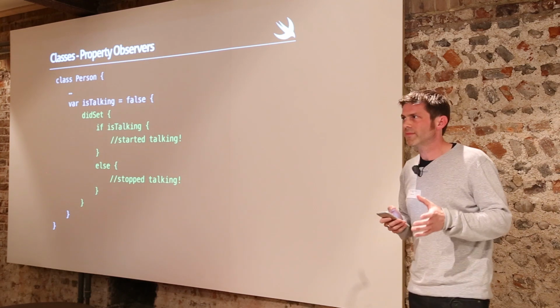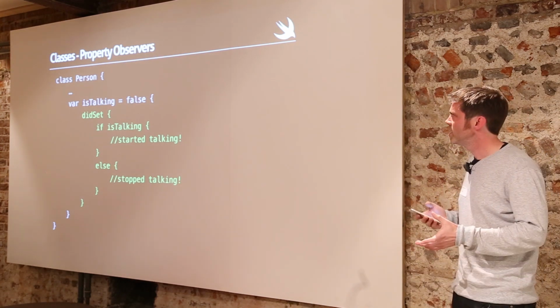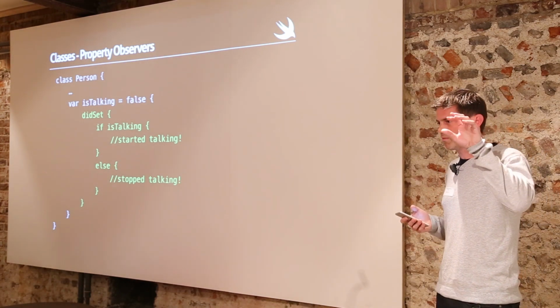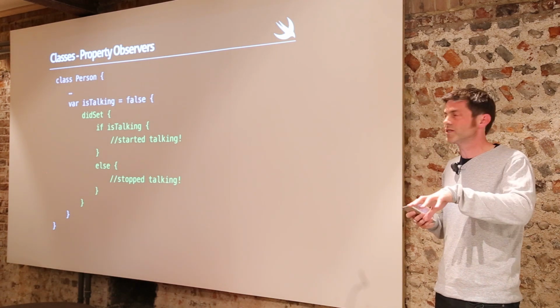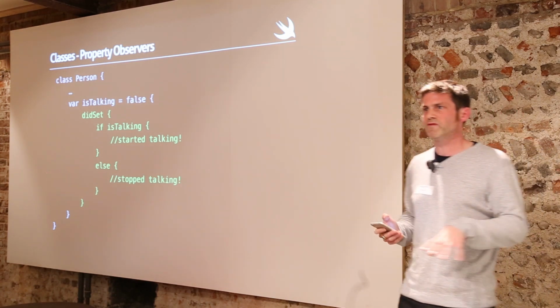Okay, so like in Objective-C, we're used to getters and setters. So we've got a property, and then it's backed up by an instance variable hidden under the hood, which stores the value of that property.